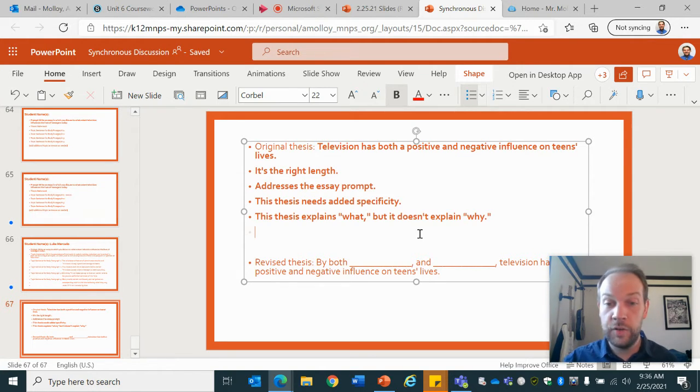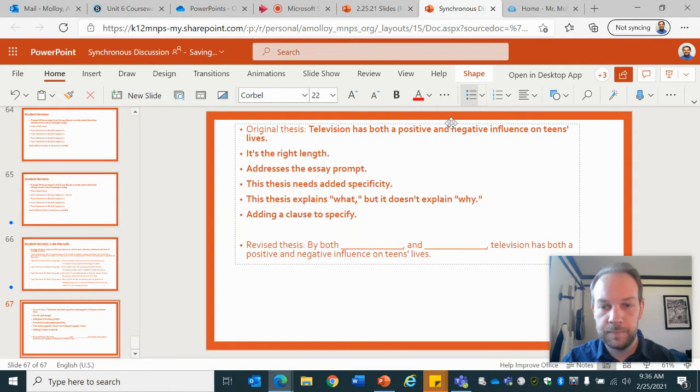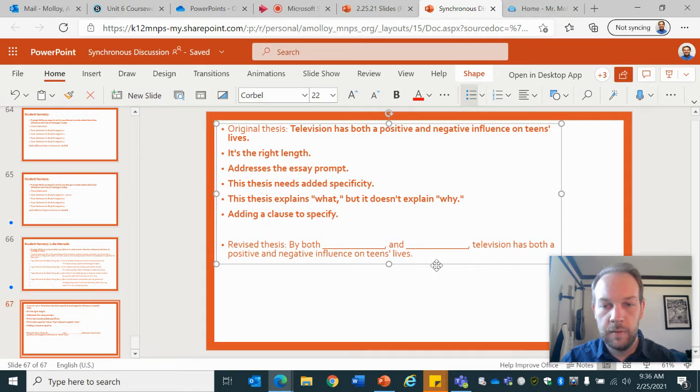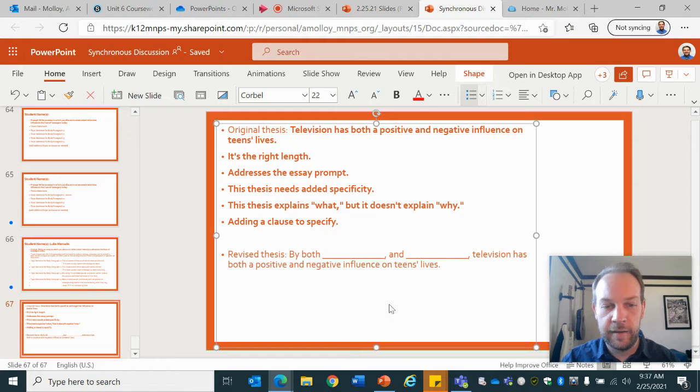So how do you get around that? How do you get around not explaining why? Well, I suggest adding a clause to specify. What do I mean by that? Well, let's look below here. Move this up a little bit so you guys can see. So you can revise that by saying, by both blank and blank, television has both a positive and negative influence on teens' lives. You have this clause right here, by both blank and blank.